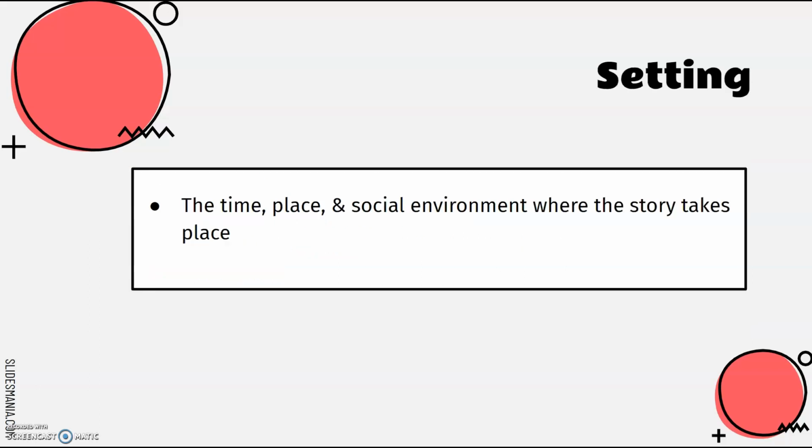Next, we have setting. Setting is going to be the time, the place, and the social environment where the story takes place. Let's take a look at social environment for a minute. If a character lives in a home with loving parents and siblings, the social environment of that home could be described as supportive. On the other hand, if the character lives in a place filled with conflict, we might describe that social environment as contentious. That's what we mean when we say social environment.